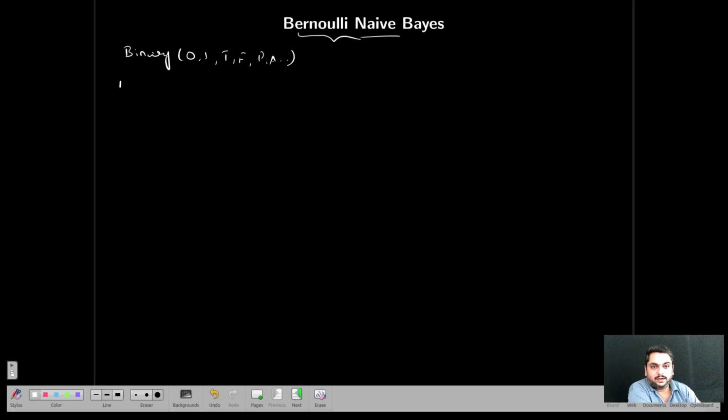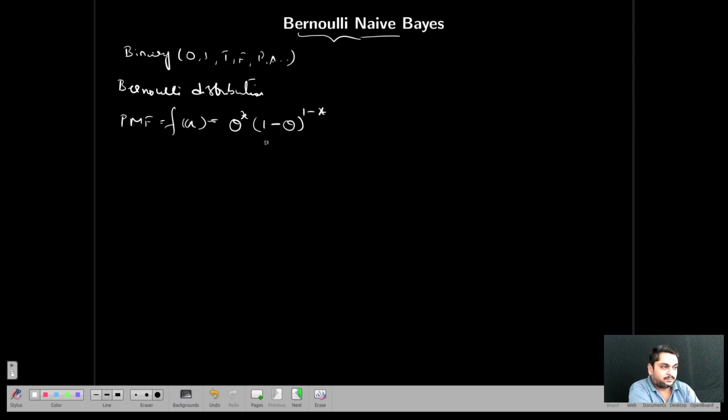So assuming that the data follows a Bernoulli distribution, it's a discrete distribution. So how will you write the probability mass function? It is written as PMF equals probability of success to the power x, into 1 minus probability of success, that is the failure probability, to the power 1 minus x.